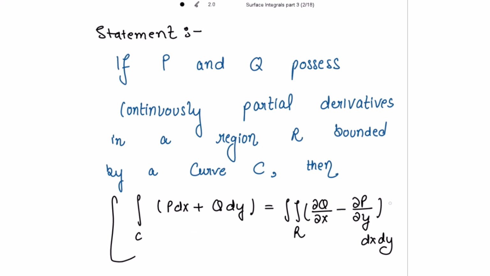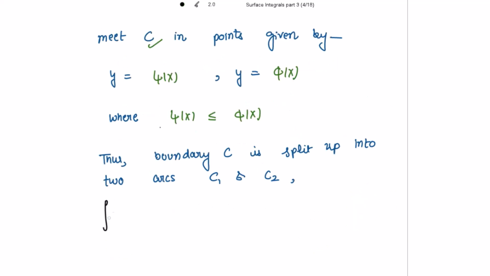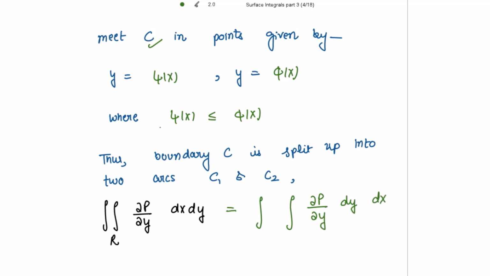Now to prove this result, let me start with the right hand side and take this term first. So this is a double integration over the region R, partial derivative of P with respect to y, dx dy. That is equal to the double integral of partial derivative of P with respect to y. I'm writing here dy and outside dx. Why have I interchanged these two?